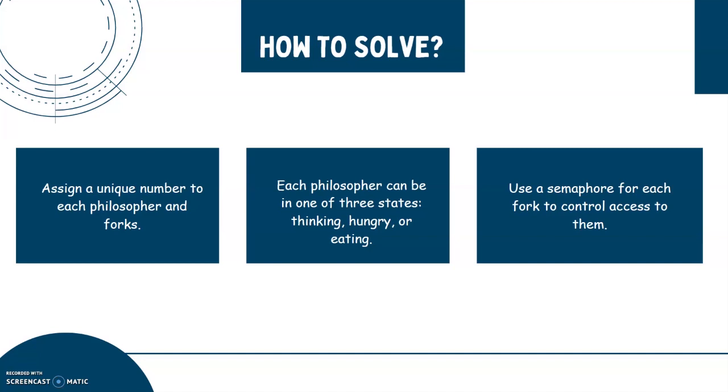So what exactly is a semaphore? A semaphore is a synchronization primitive used in concurrent programming to control access to a shared resource by multiple processes or threads. It was introduced by Edgar Dijkstra, the same computer scientist who formulated the dining philosopher's problem. Semaphores provide a way to manage access to a resource in a way that avoids race conditions and ensures proper synchronization.